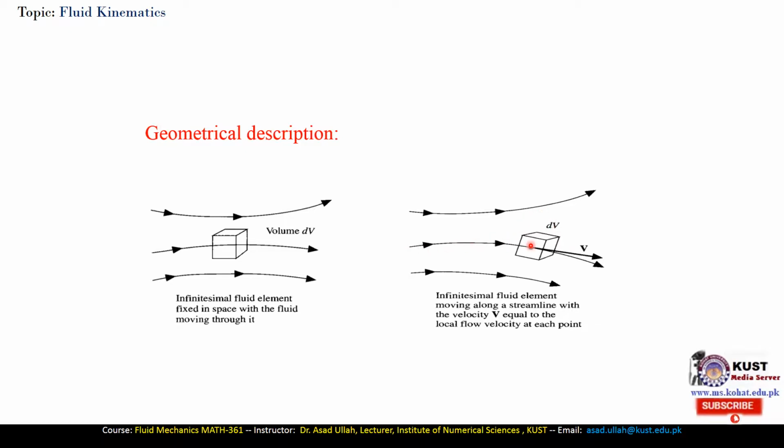So there are two scenarios. Number one, the infinitesimal fluid element is fixed in space and the fluid comes and passes through this region. On the other hand, the infinitesimal fluid element is moving with the fluid. But it should be remembered that the infinitesimal fluid element contains molecules, and these molecules will remain the same throughout the flow.